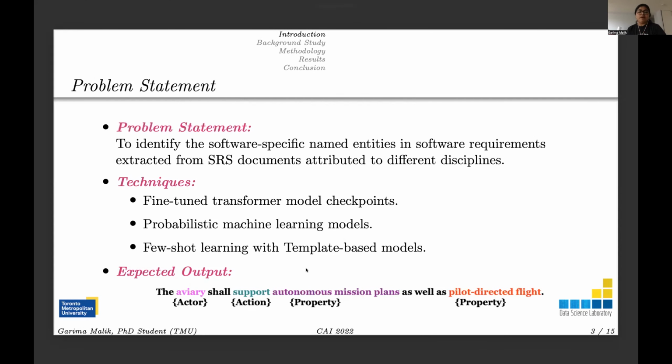Basically we want to identify the software specific named entities in software requirements, which are extracted from SRS documents, and these SRS documents are extracted from different disciplines. An SRS document is basically a record or documentation where the developers write the functional and non-functional requirements, or the list of requirements for a product and what it is expected to do, or in a way how the product is supposed to behave.